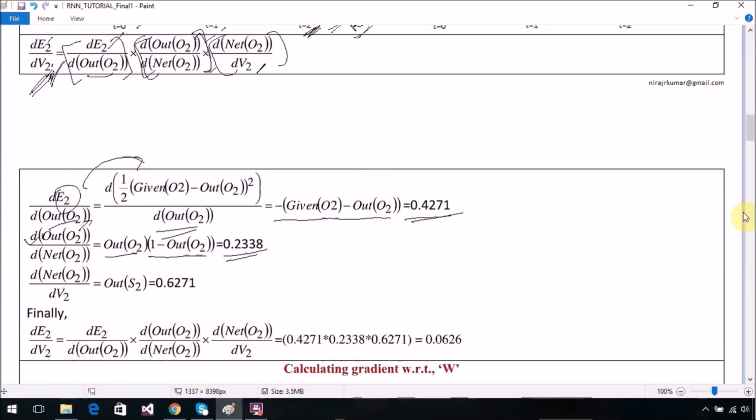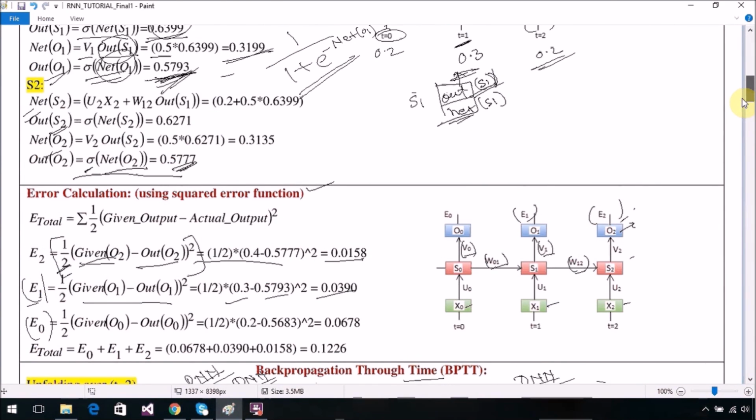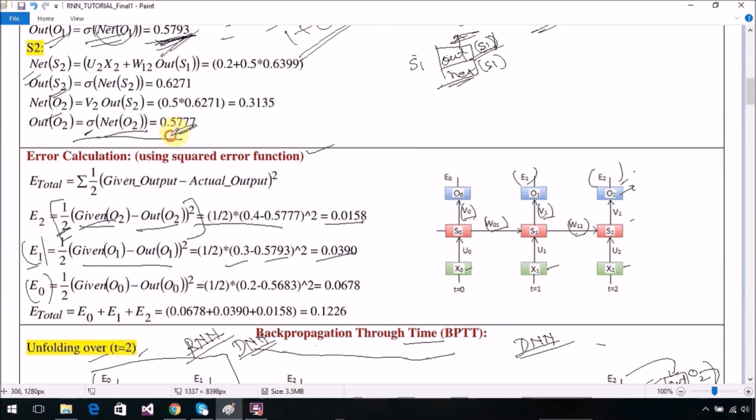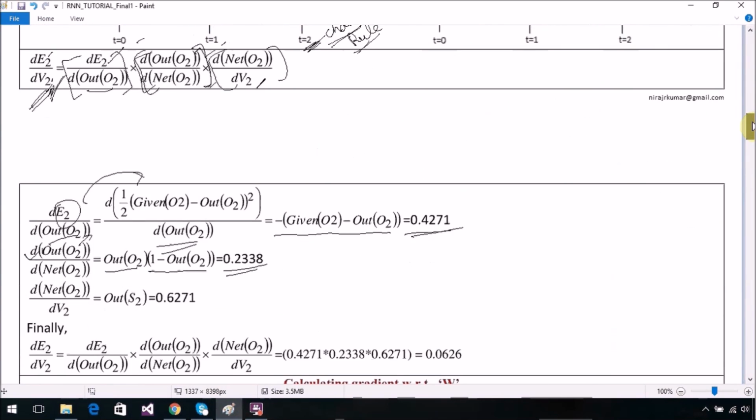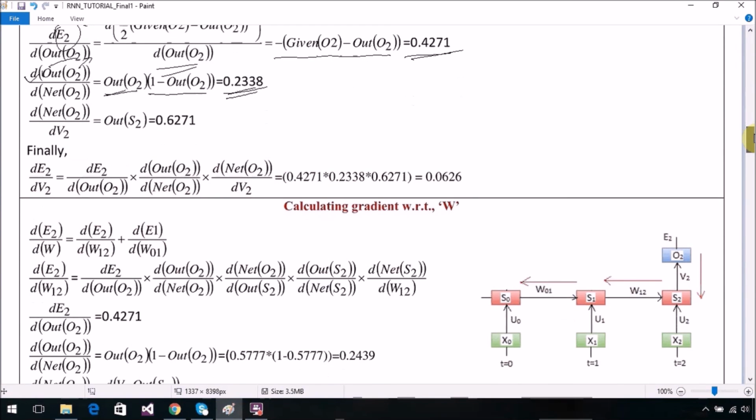So by putting the value of out O2 we can get the result. Just a slight correction: after passing the value of out O2, 0.5777, it will be equal to 0.2439. So we can just correct this value.